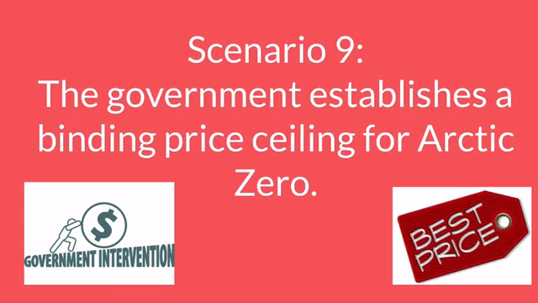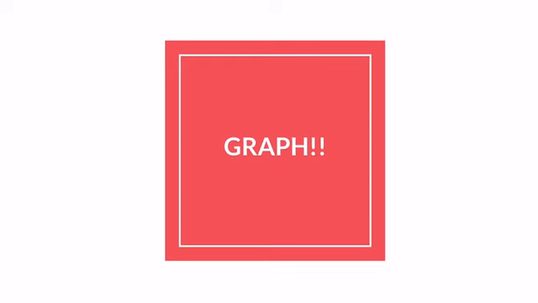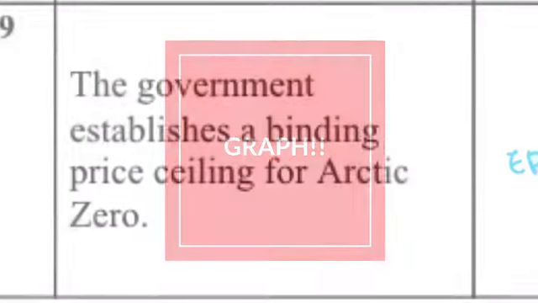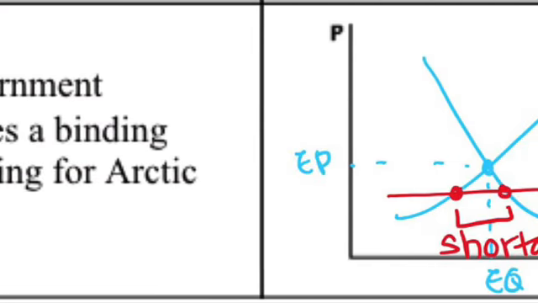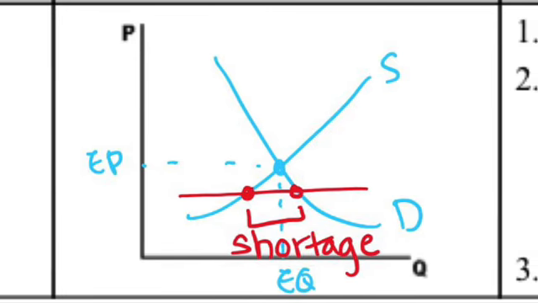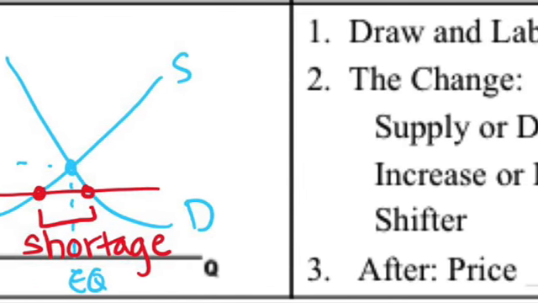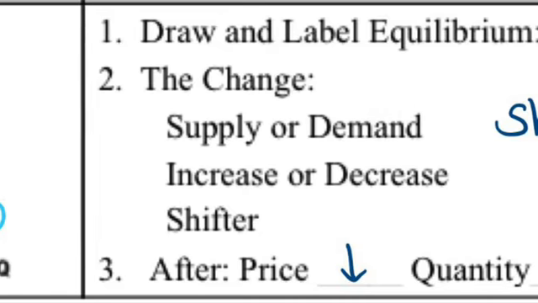You've made it to the last problem. What would happen if the government establishes a binding price ceiling for Arctic Zero ice cream? The curves wouldn't shift, but instead there would be a shortage. This is because the quantity demanded would be greater than the quantity supplied at that price.